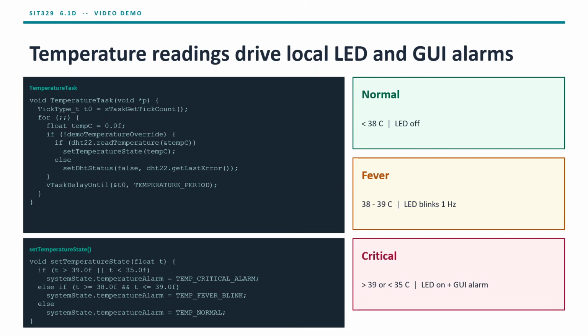Above 39 degrees or below 35 degrees is the critical state, where the LED stays on steady and the GUI shows a critical alarm. If the DHT22 read fails, the diagnostic error code is stored in system state and displayed in the GUI.